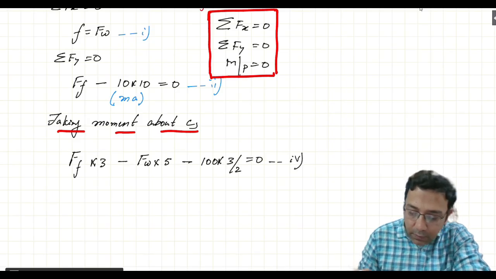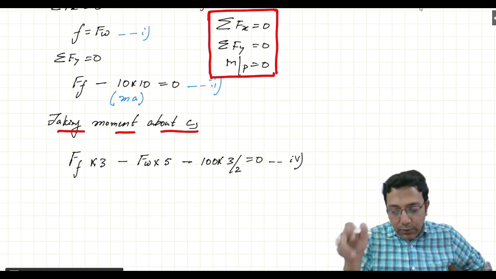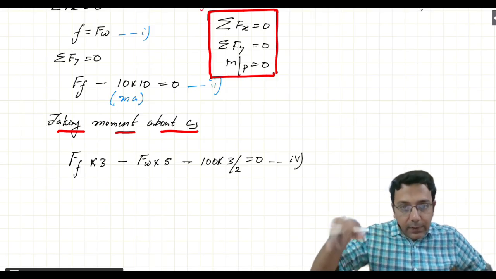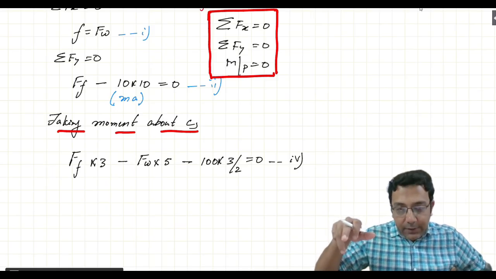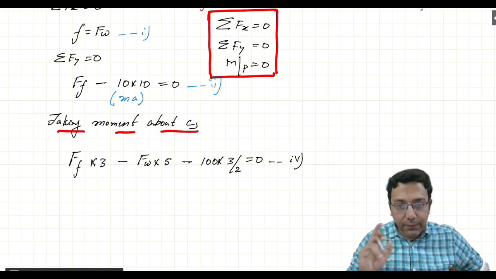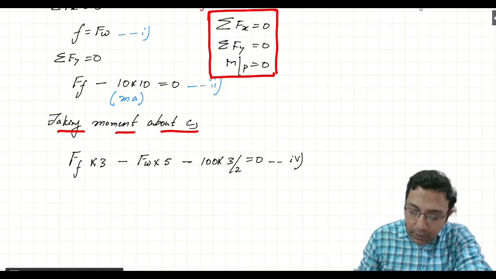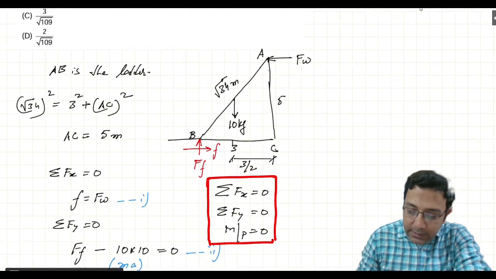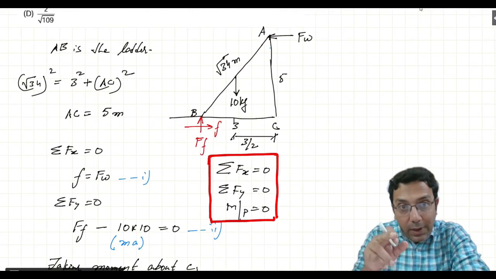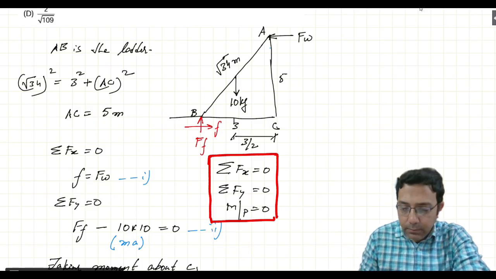This is equation 4. Ff into 3 is clockwise, Fw into 5 is anti-clockwise, negative, and 100 into 3 by 2 is anti-clockwise, negative. So this is one equation. Now I'll take moment about the point B. If I take moment about the point B, then Ff and small f will go because they are applied at the same point.